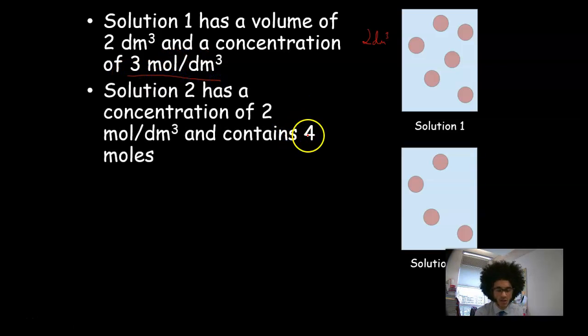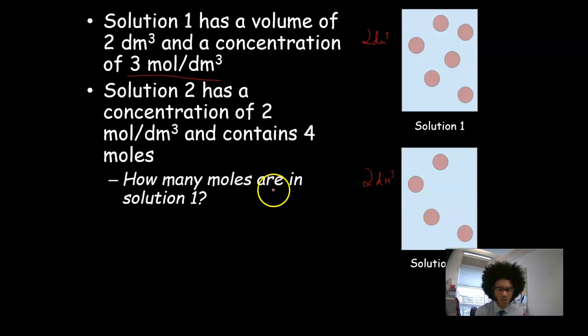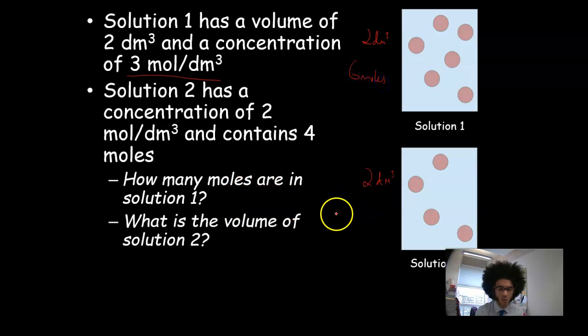However, the second one has a concentration of 2 moles per decimeter cubed and contains 4 moles. So it has the same volume but a very different concentration. The question is, how many moles are in solution 1? If you count them, you can see there's 1, 2, 3, 4, 5, 6. So we've got 6 moles inside here. And in the second one, what's the volume? This volume is 2 decimeter cubed, and it has 4 moles inside it.